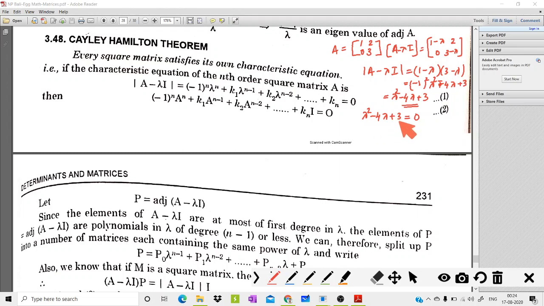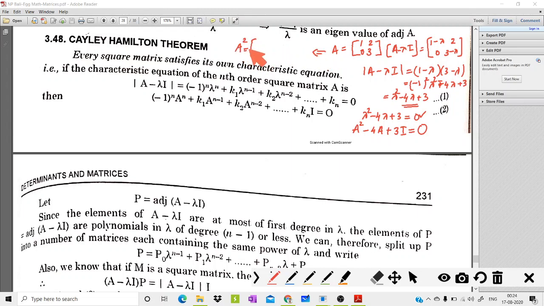When you replace lambda by the matrix A itself, you should remember that this 3 is 3 into 1, so that 1 can be replaced by the identity matrix. So you'll get A square. The theorem states that A square minus 4A plus 3 times the identity matrix is the 0 matrix. This is a number and this is a matrix. So if you evaluate this expression, we first need A square.